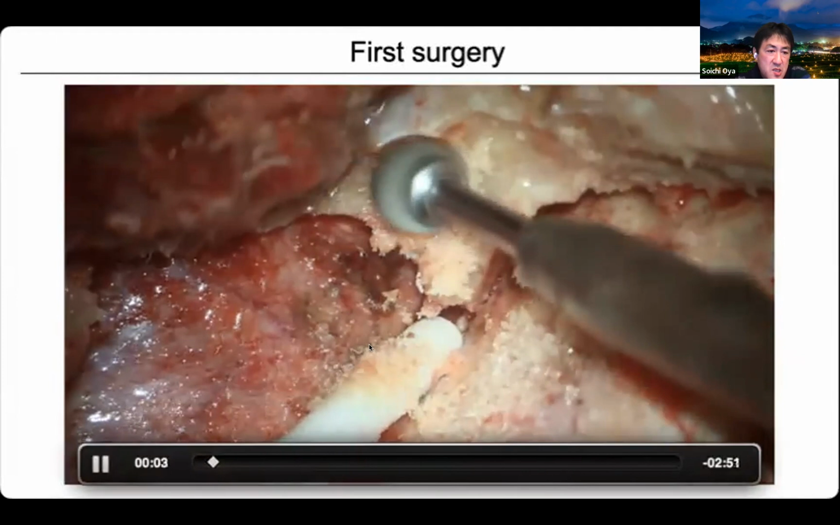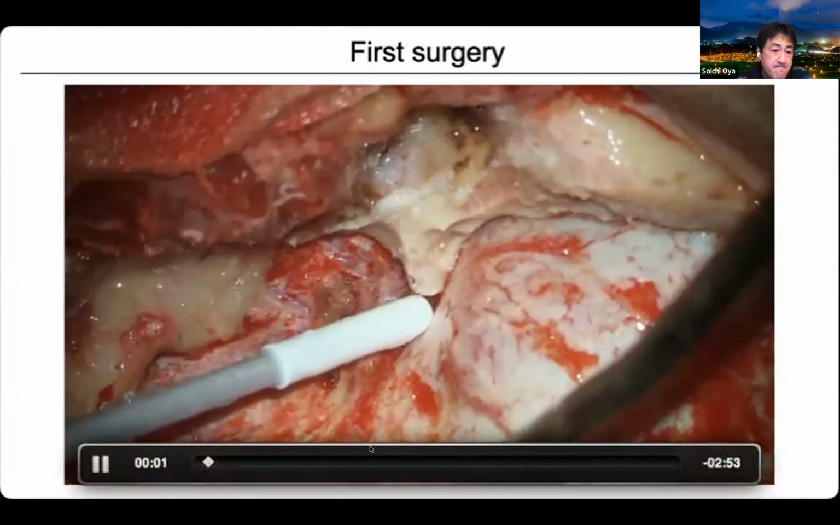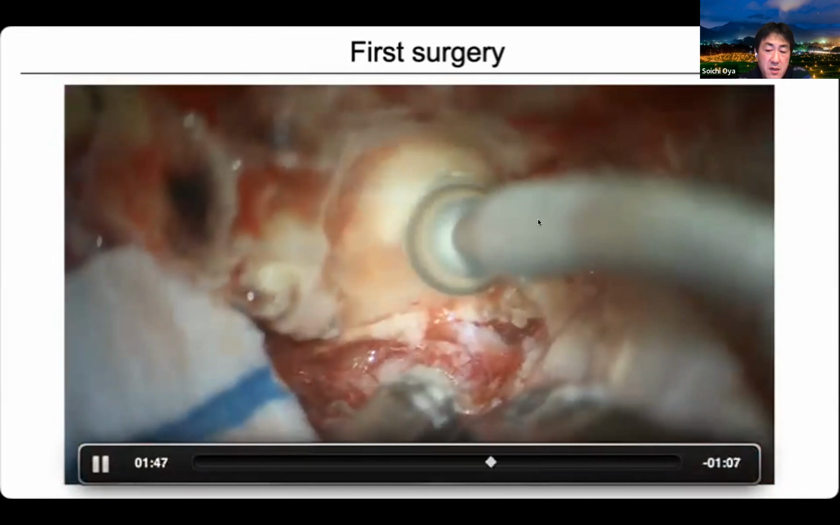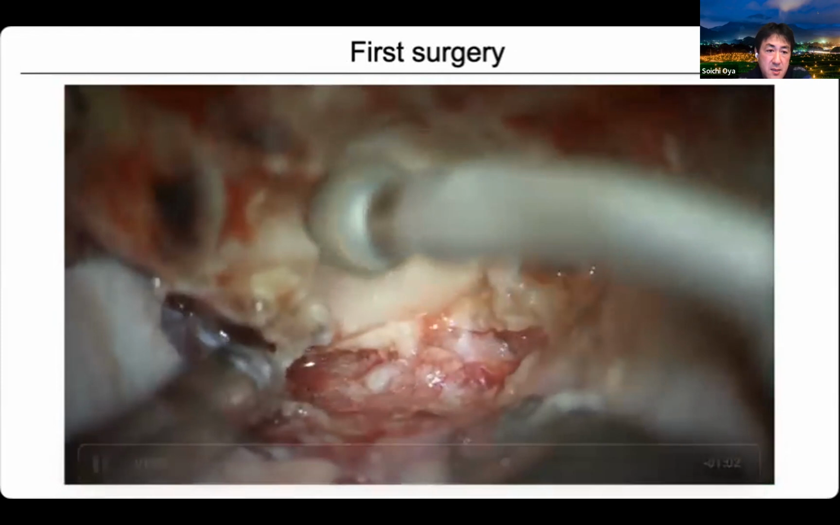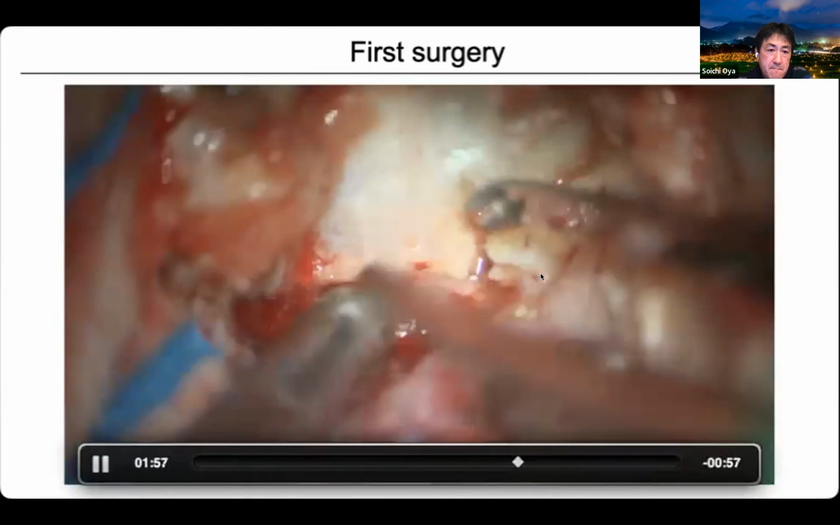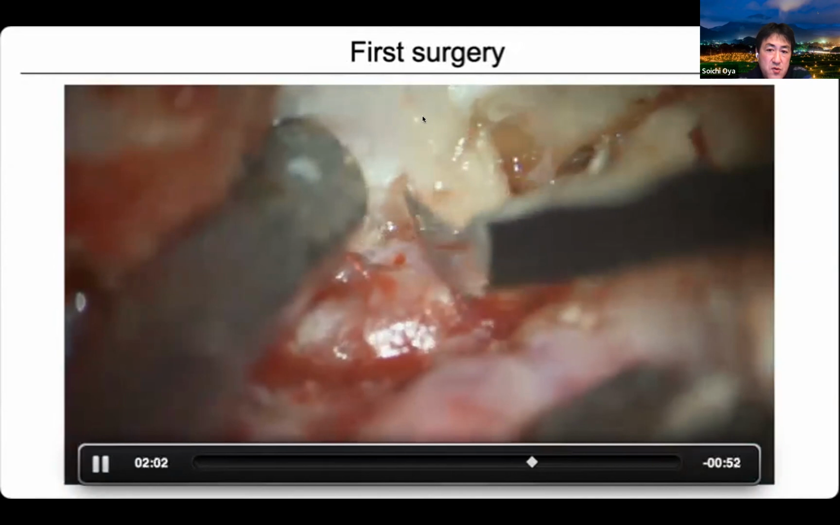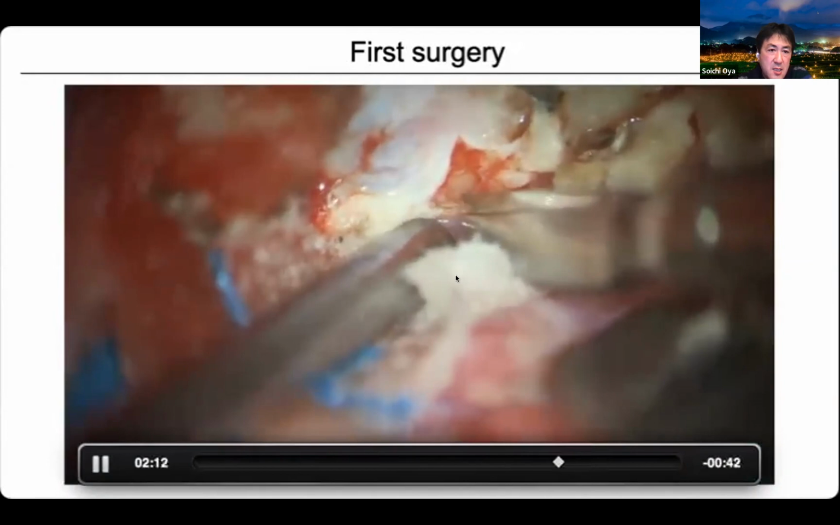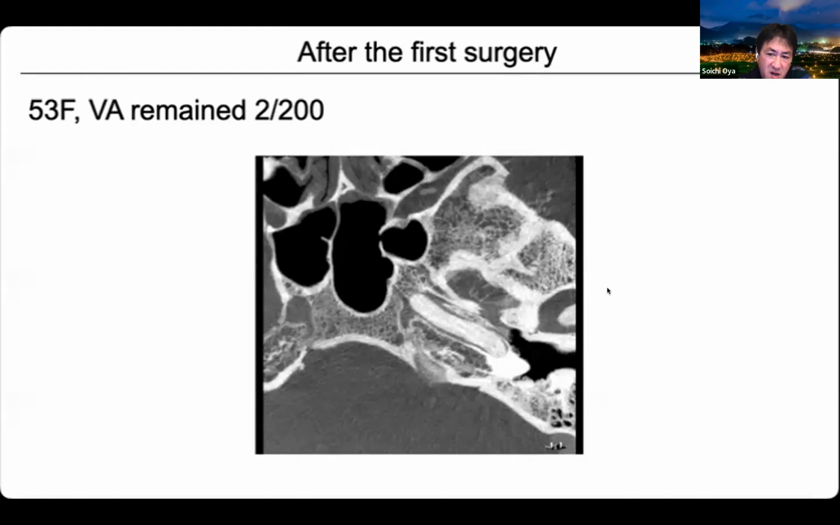So you see here, I'm going to skip this part. Having the direct exposure of the optic nerve, I drill the optic nerve roof, and then remove the eggshell fragment. If you look at the constriction on the optic nerve, you can easily understand how strongly the optic nerve has been compressed at this falciform ligament part. Unfortunately, her vision remained at 2 over 200, but her visual deterioration stopped.